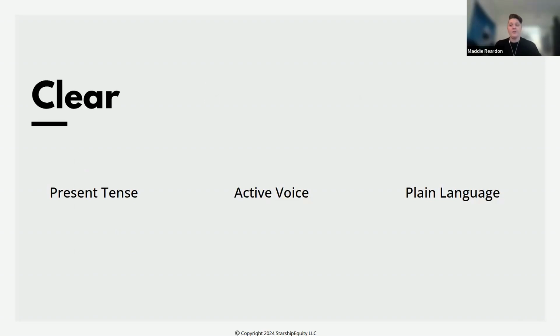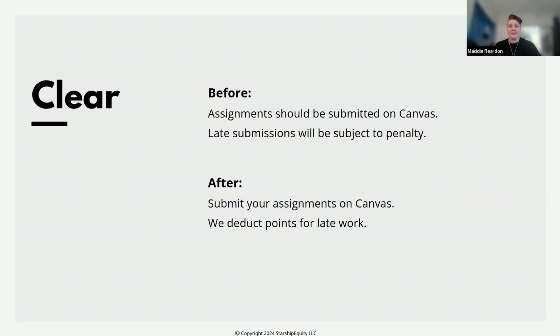And some of the ways you can do this is through using present tense, active voice, and plain language. These are some really important fundamental concepts in technical writing that can help make your content much more accessible and easily understandable to more people. Next, this is an example of how you can apply that.